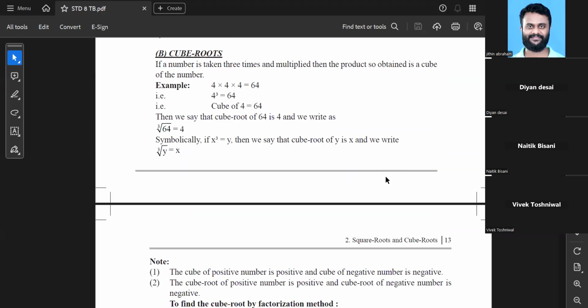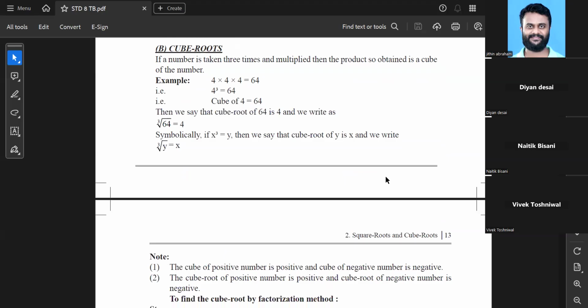ठीक है. Now, let's deal with cube roots. Basically, what is a cube root? Before understanding cube root, let's understand cube. What is a cube? Cube is basically multiplying, for example, if I'm writing 4 cube, 4 cube is basically multiplying 4 itself 3 times. 2 cube means multiplying 2 itself 3 times. This is called a cube.